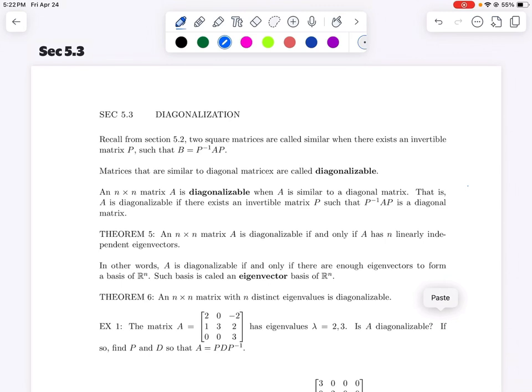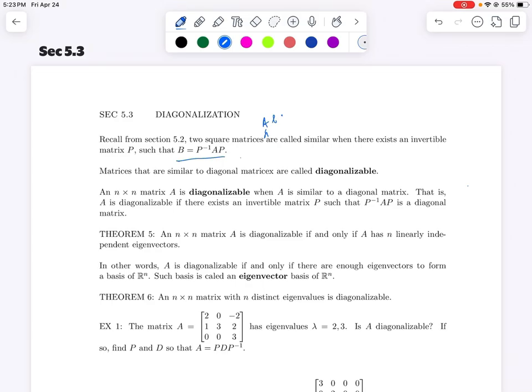Section 5.3, diagonalization. This is the last section of our course, so hopefully you should be okay with this. Recall from section 5.2 that two square matrices are called similar when there exists an invertible matrix P such that B is equal to P inverse AP. So the two matrices are probably A and B. They are similar if we can find a matrix P and write them like this.